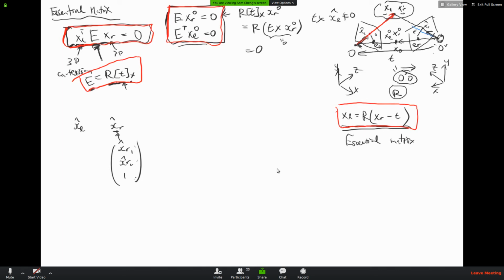And we want to find another matrix known as the fundamental matrix, which has a similar property to the essential matrix. The fundamental matrix F gives us XR hat transpose multiplied by F multiplied by XL hat is equal to 0.